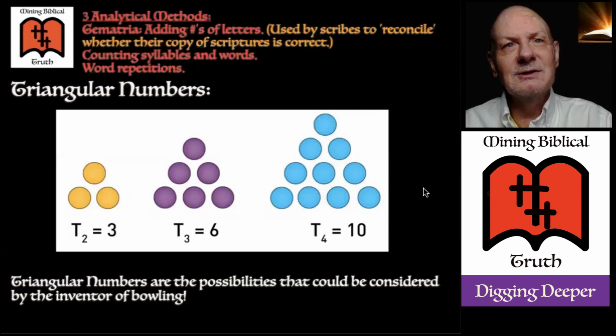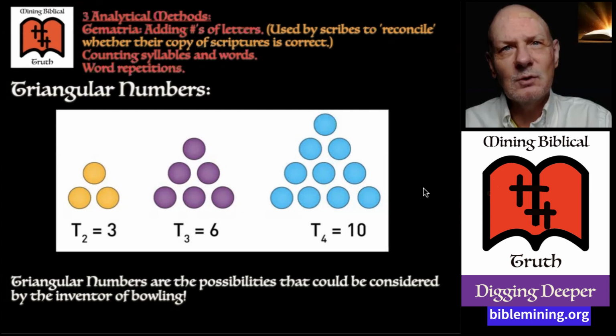In this book, he talks about the three analytical methods of the symbolism of numbers. Probably one of the most familiar is called gematria, which is the adding of the numbers of letters. Each letter in the Hebrew and Greek alphabets has an assigned number. And when you add them together, that's one way you can have symbolism in a name or word.